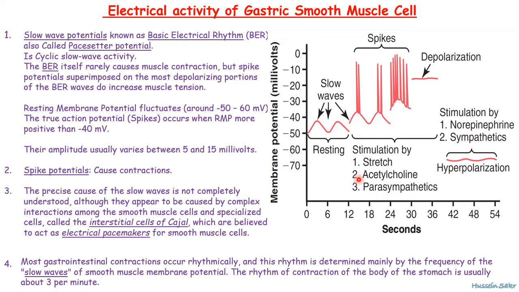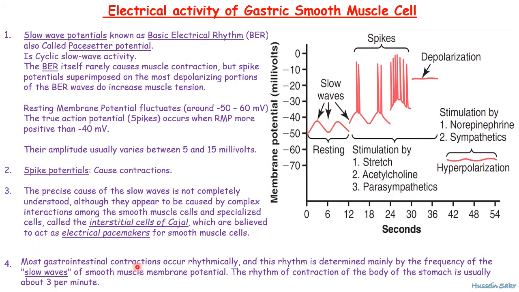stimulate the muscarinic receptors. While the hyperpolarization or the inhibition of this basal electrical rhythm can occur under the effect of norepinephrine and sympathomimetics, or the drugs acting on the adrenergic receptors located on the smooth muscles. As we mentioned, this wave of depolarization is mainly generated from the interstitial cells of Cajal and then conducted to the smooth muscle through the gap junction.